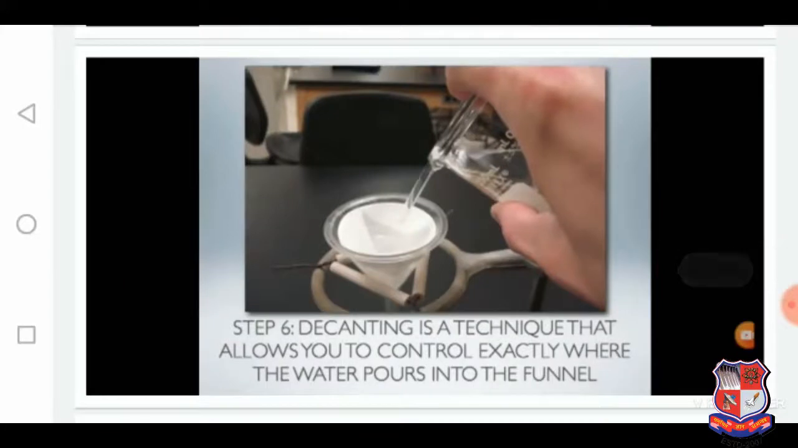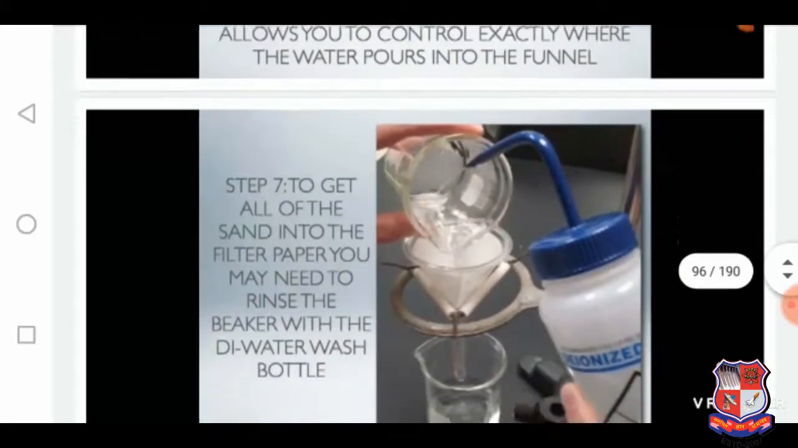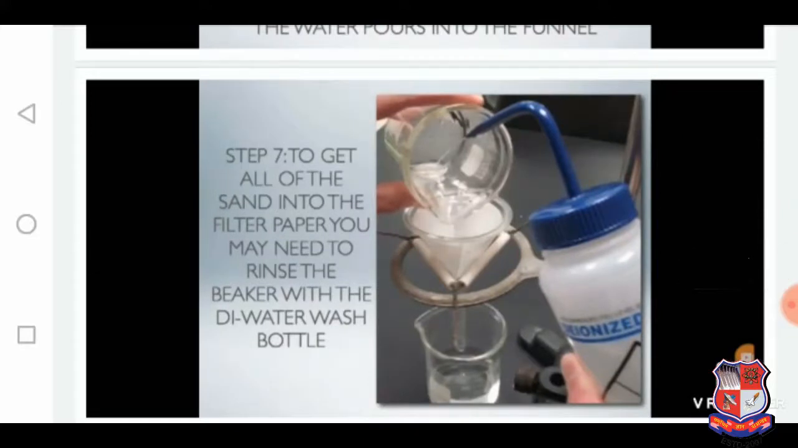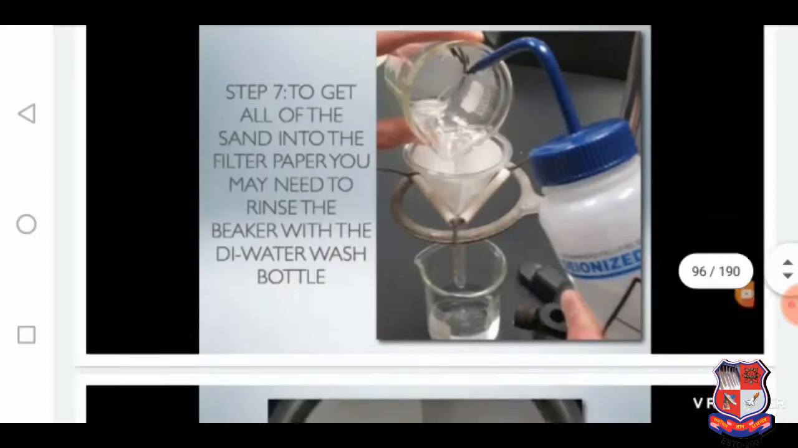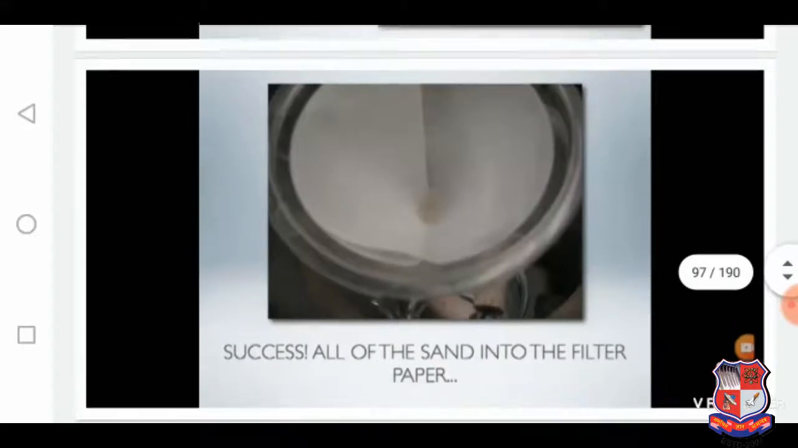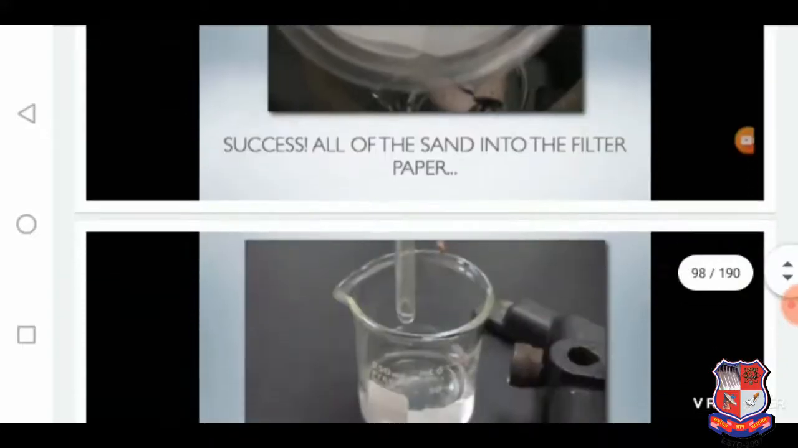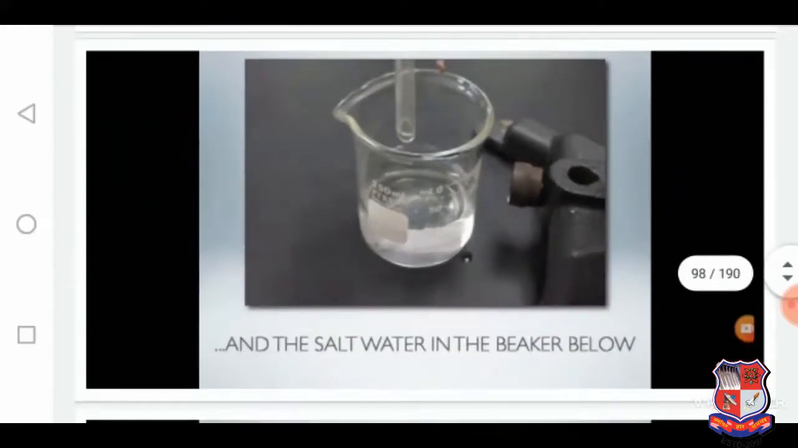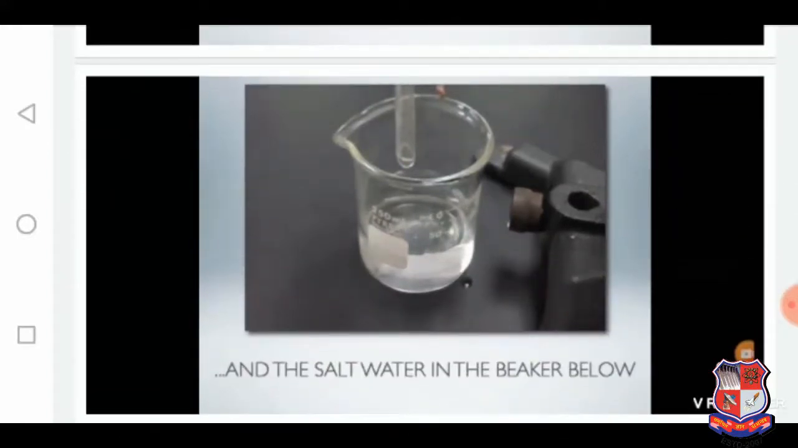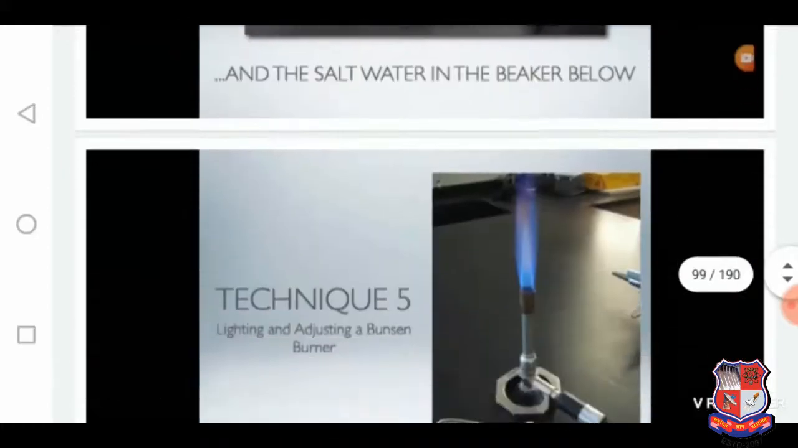Now step number 6 is decanting, a technique that allows you to control exactly where the water pours into the funnel. Now in step number 7, to get all the sand into the filter paper, you may need to rinse the beaker with the distilled water wash bottle. Now we have successfully got all the sand into the filter paper, and the salt water in the beaker below.